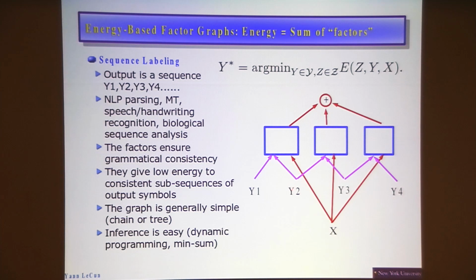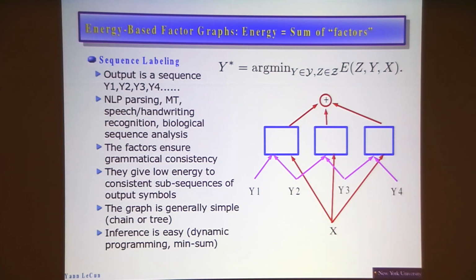Those factors are going to tell us how compatible two successive symbols are, okay? And we can have a bunch of those factors that take successive pairs of variables in the output sequence. This is why structured prediction is called structured prediction. We have a prediction of a sequence and we want some structure in it.